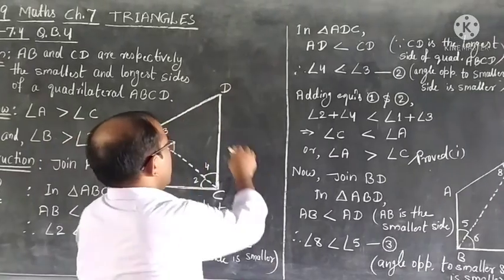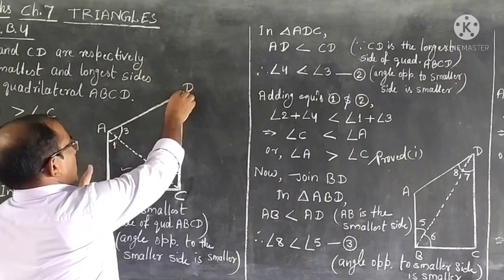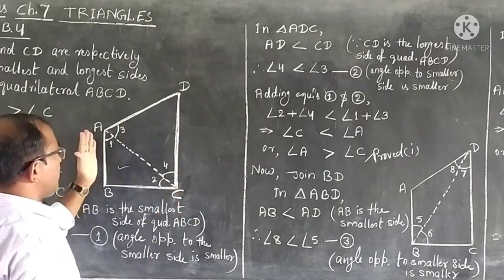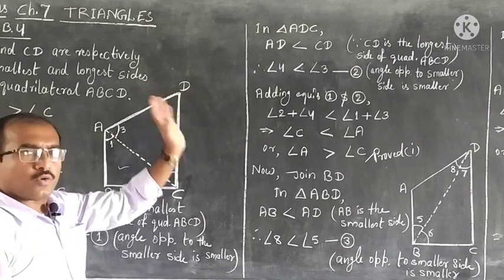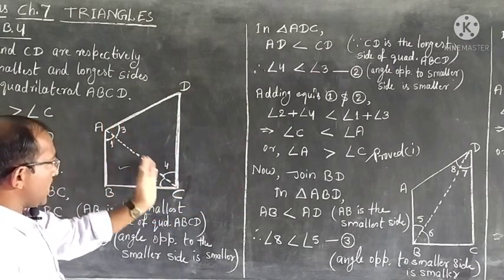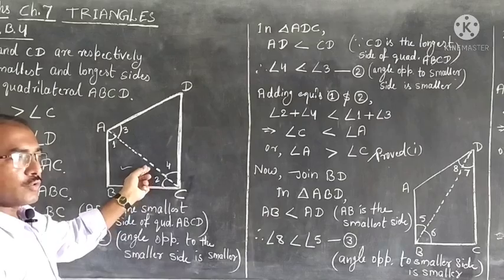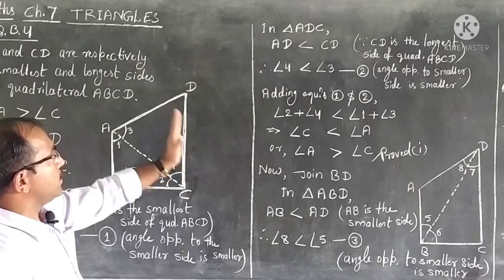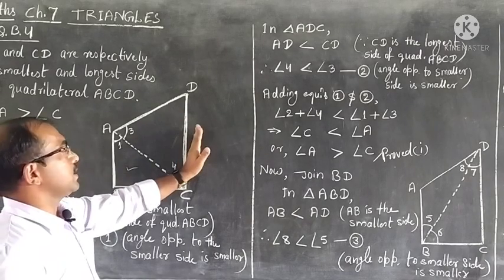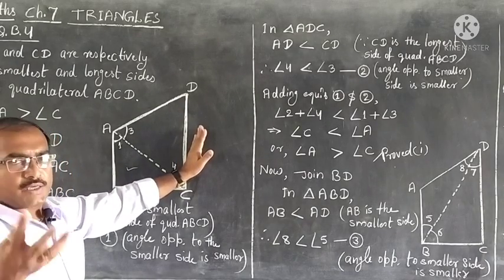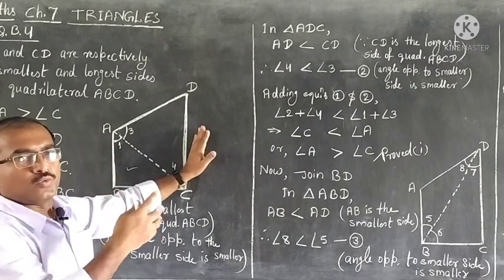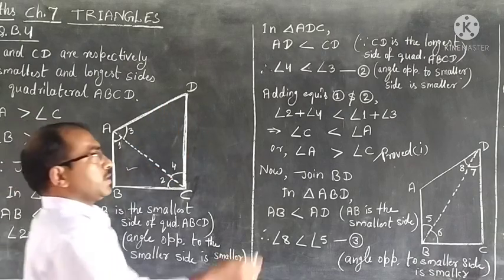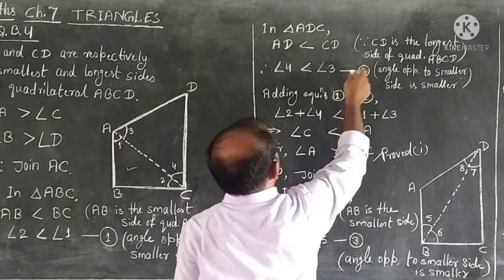What we find here? AD is smaller than CD, because the question itself is telling AB is the smallest side and CD is the longest side. Anyway, we divided it by joining the diagonal. Now, we are working in this triangle. So, this side we know about. CD is the longest. Longest means what? Three sides are there, one is the longest, the other two will be smaller than that. So, AD is smaller, CD is greater. We write that AD is smaller than CD.